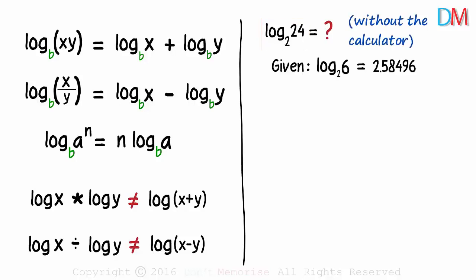But we are given some additional information along with it. The log of 6 to the base 2 is equal to 2.58496. How do we approach this problem? We are given the value of log 6 to the base 2 and we need to find the value of log 24 to the base 2. Give it a try.